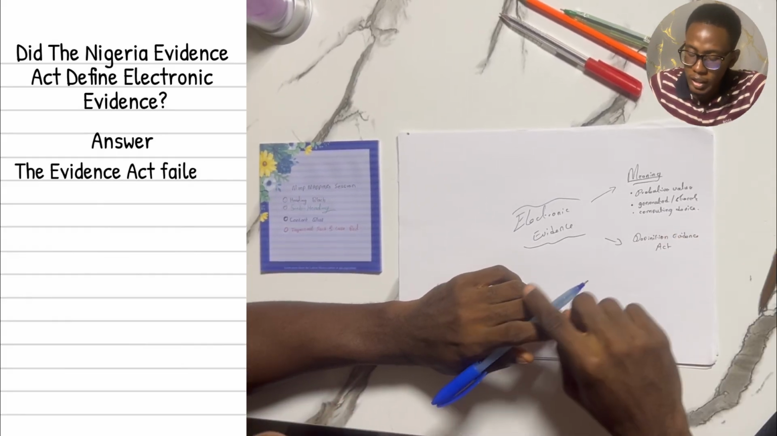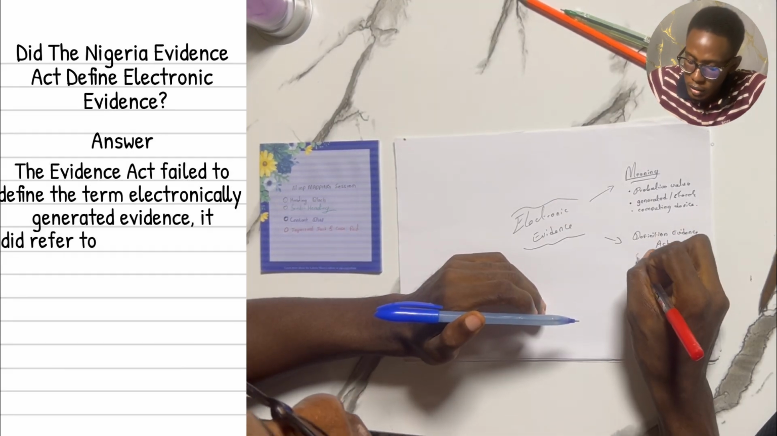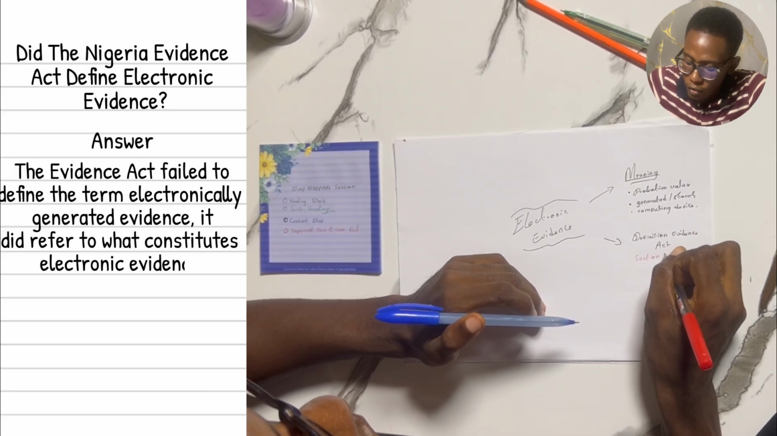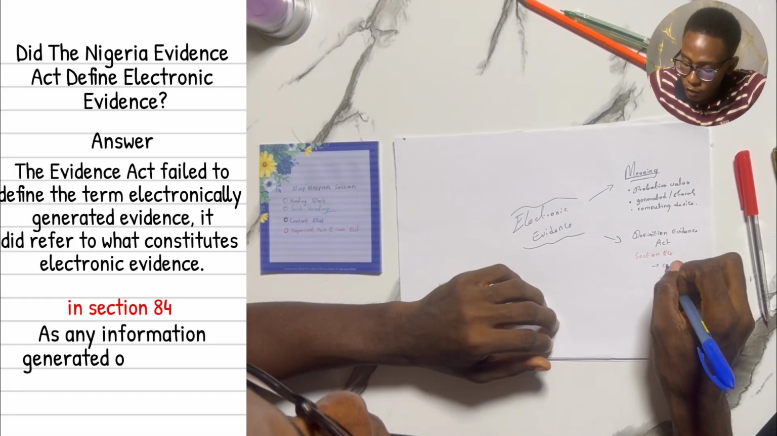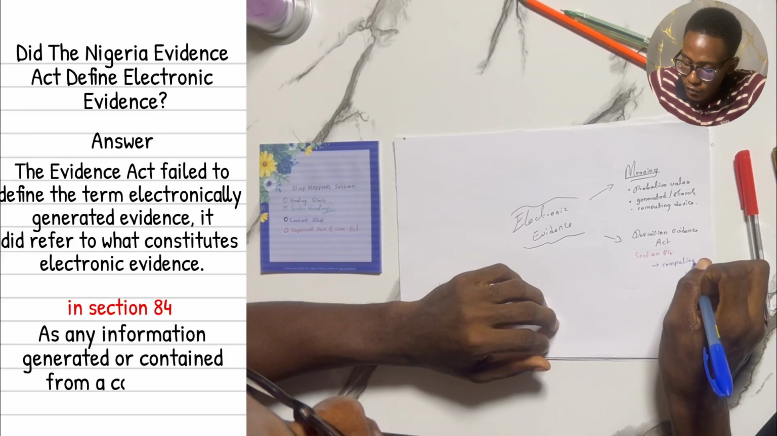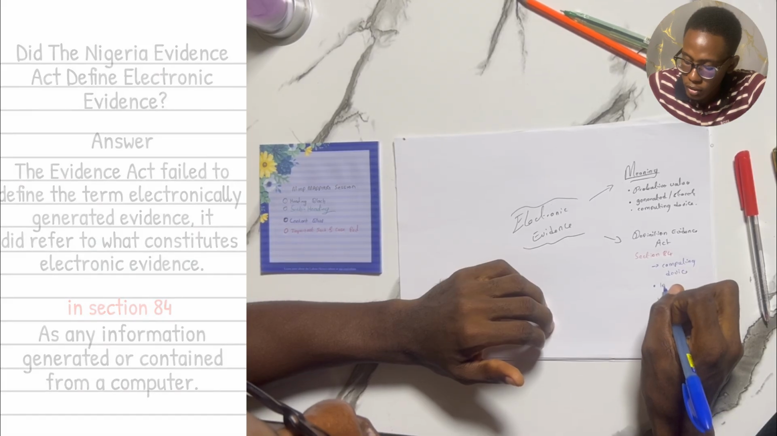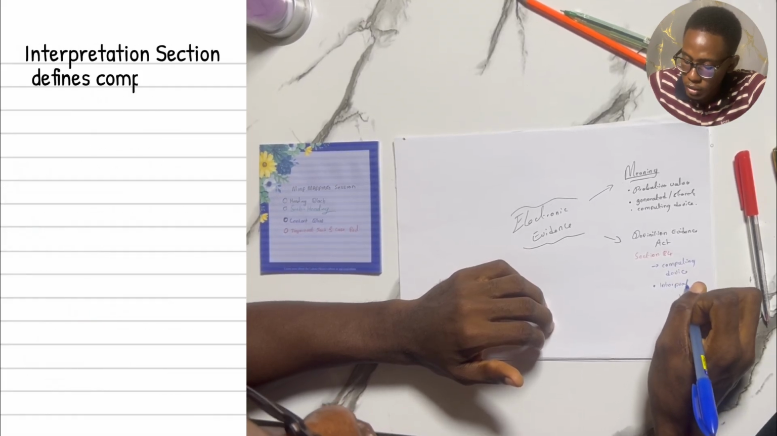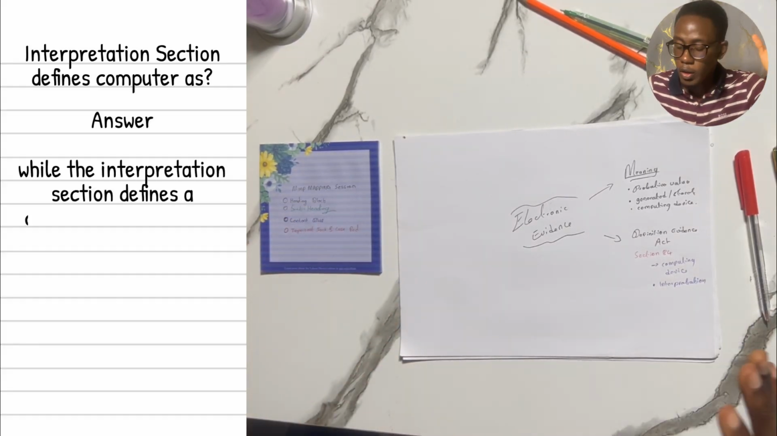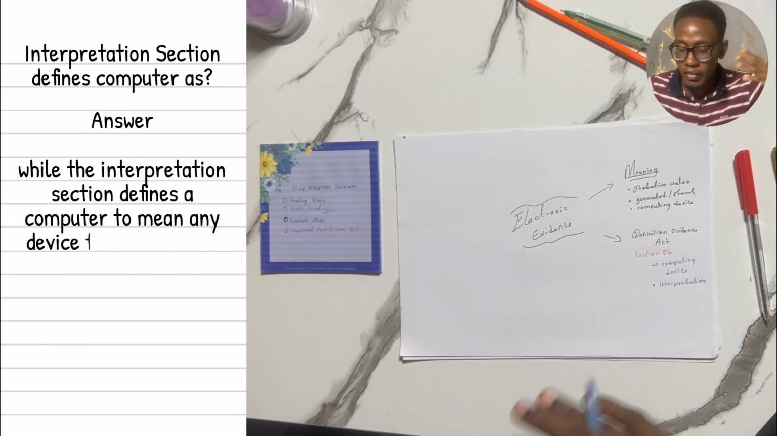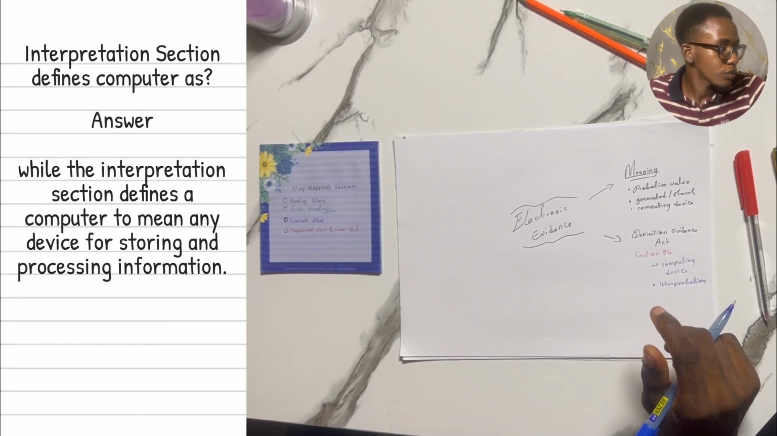So the act does not expressly define electronic evidence. However, it can be seen in section 84 that electronic evidence is any evidence generated from a computing device. Then the interpretation section gives us what a computing device is, and what falls under a computing device: computers, laptop devices, phones, etc. So that can be seen in the interpretation section.